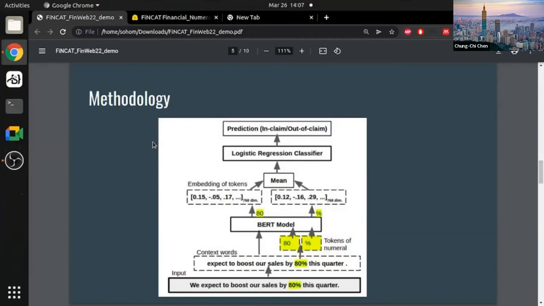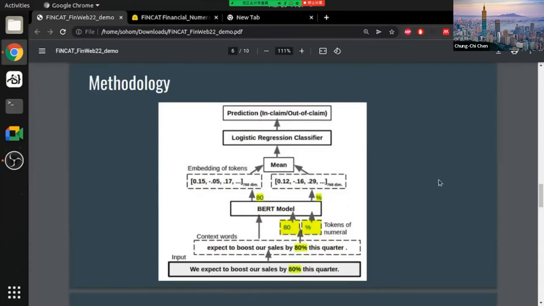In the example which you see over here, 89% gets tokenized into 89 and % separately. We extract the embeddings of these two tokens, we take a mean of that, put a logistic regression layer on the top, and that's how we get the prediction.